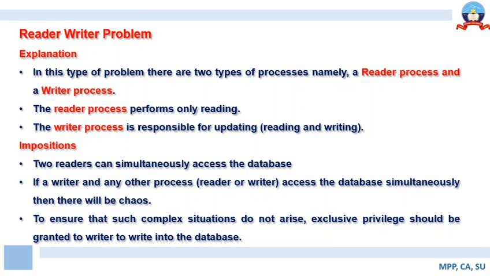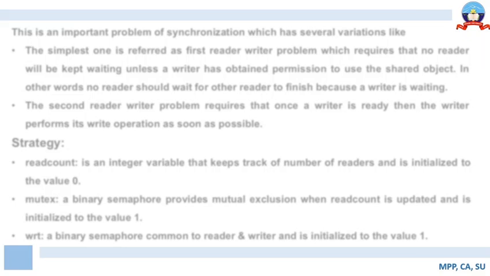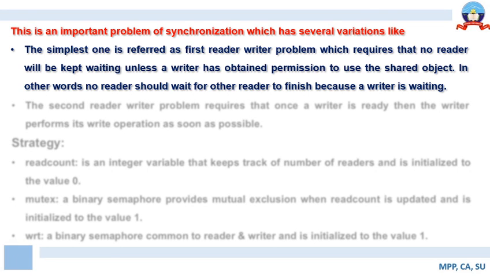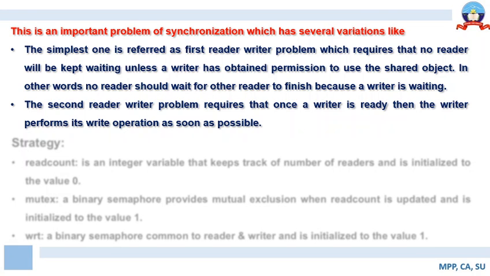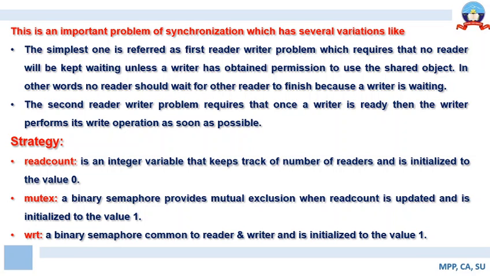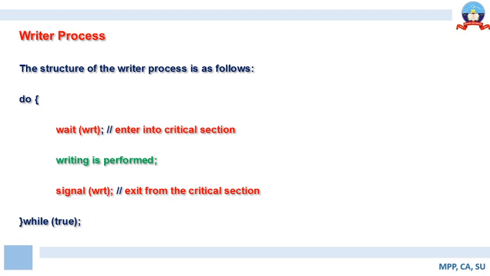In order to avoid such complex situations, exclusive privilege is granted to the writer to perform the write operation on the database. We have also learned about the variations of the reader-writer problem, and then discussed the strategy to be pursued for synchronizing the readers and writers. Then we discussed the writer process. The writer process is a very simple process, right? First it validates the value of the semaphore. On successful validation, it performs the write operation, and then it increments the value of write.